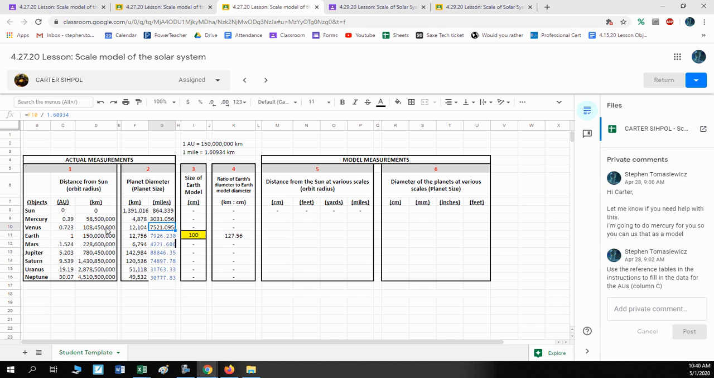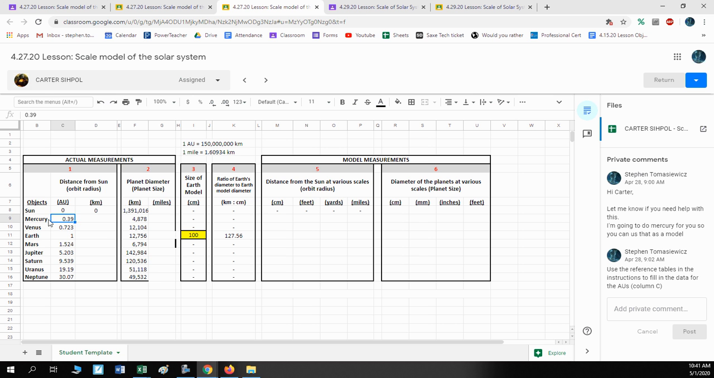Here we have something that's been previously filled out, and I want to show you some examples. Let's just get this started here. This information is all presented in the instructions in the PDF file that's posted on the Google Classroom.